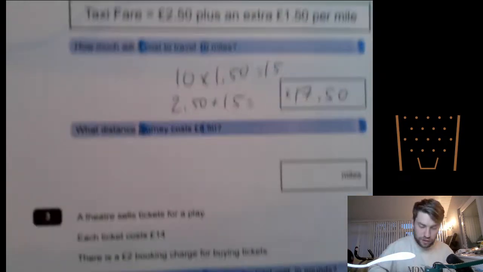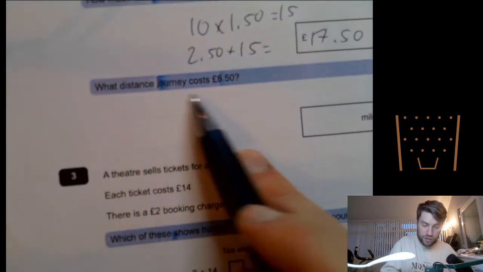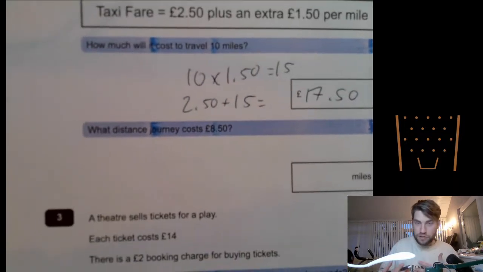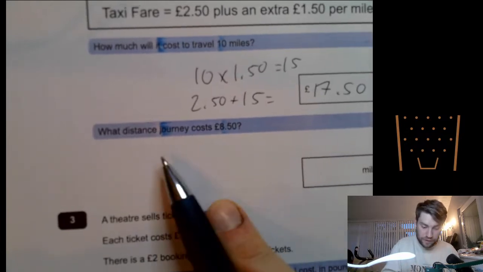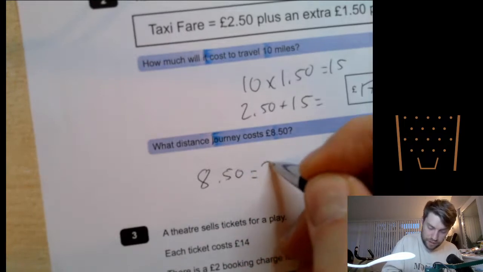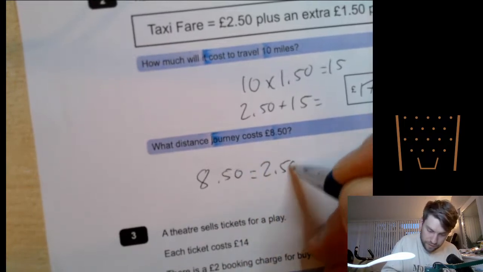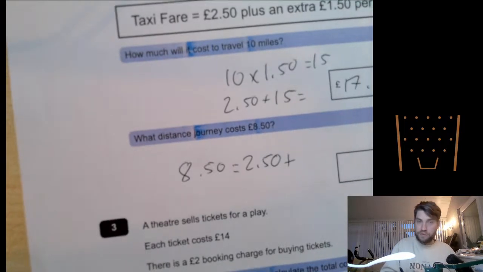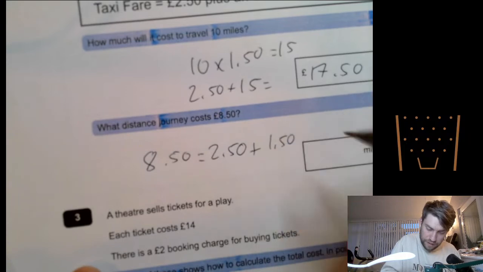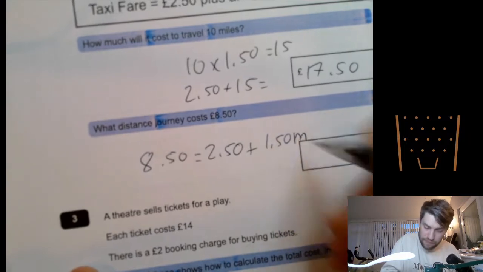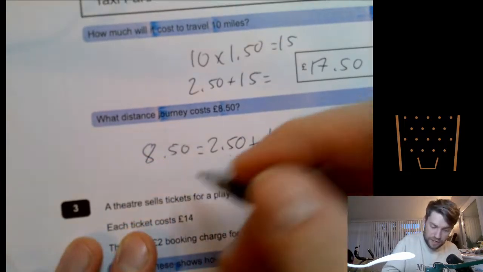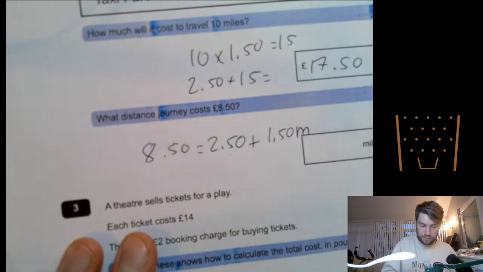That's substitution. Done. Right. What distance journey costs £8.50? So this is where you have to substitute it in a little bit more, okay? So this time you're told that it equals £8.50. That's £2.50 plus whatever it is per mile. So it's basically 1.5. I'm just going to call it X. Or I'll call it M for miles, okay? Not meters, miles. So I'm going to take that away from that one. So that gives me £5. No, £6.